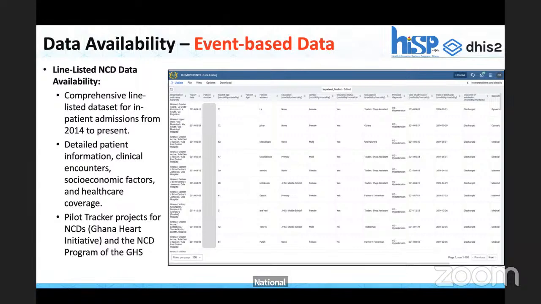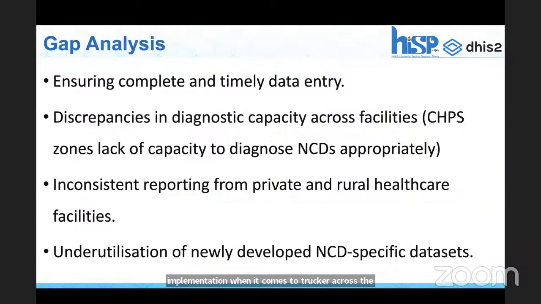Non-Communicable Disease Program within the Ghana Health Service setup. And so there is also a pilot at that level that is trying to move from aggregate data into capturing NCD data using the tracker instance, as Ghana has extensive implementation when it comes to tracker across the country. So that was also with regards to event-based data.